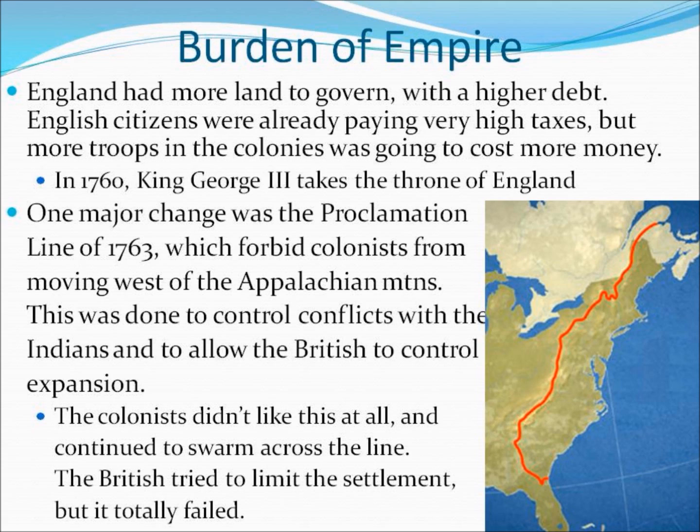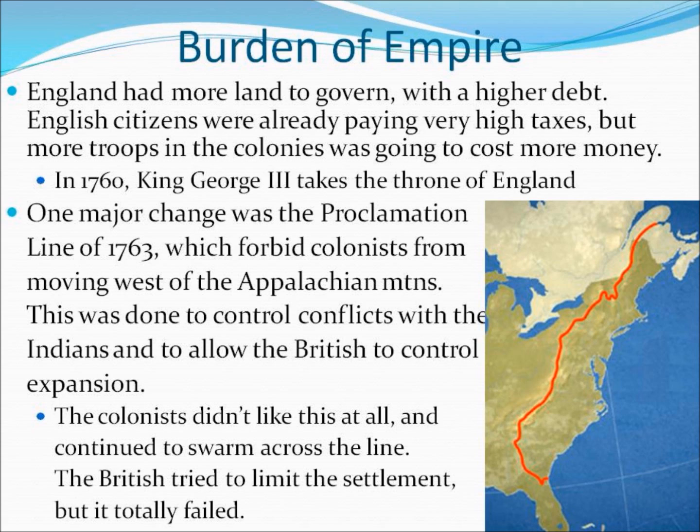So the British have all this additional land now after the French and Indian War. They've got a higher debt. They know they have to reorganize their empire. They know they need new sources of income, but they can't necessarily tax citizens back in England anymore because they're already paying very high taxes. So they want to start changing policies so that they're not having to spend quite as much money.